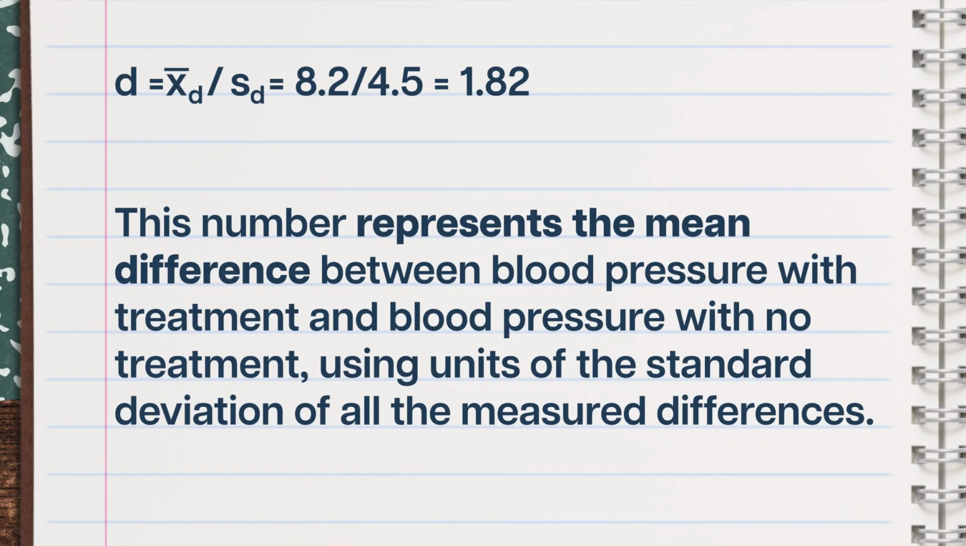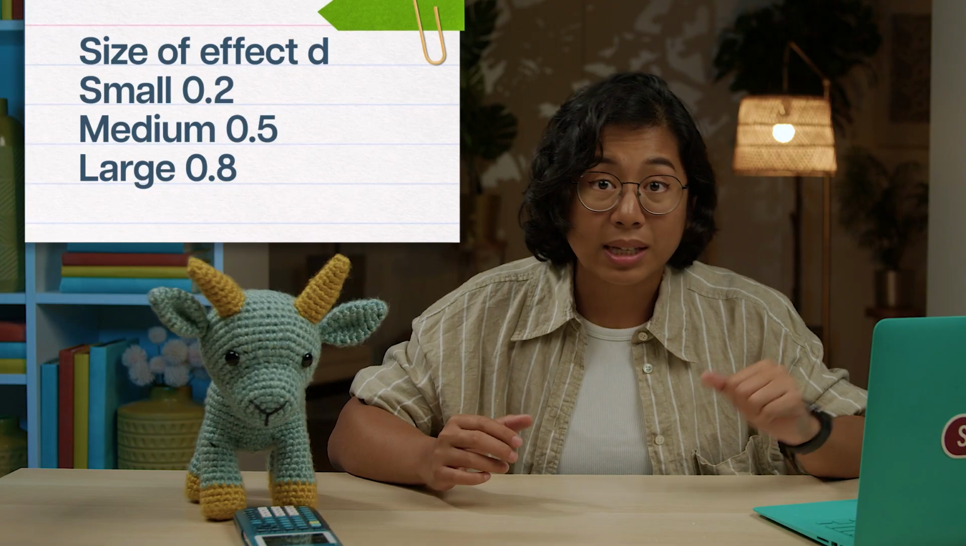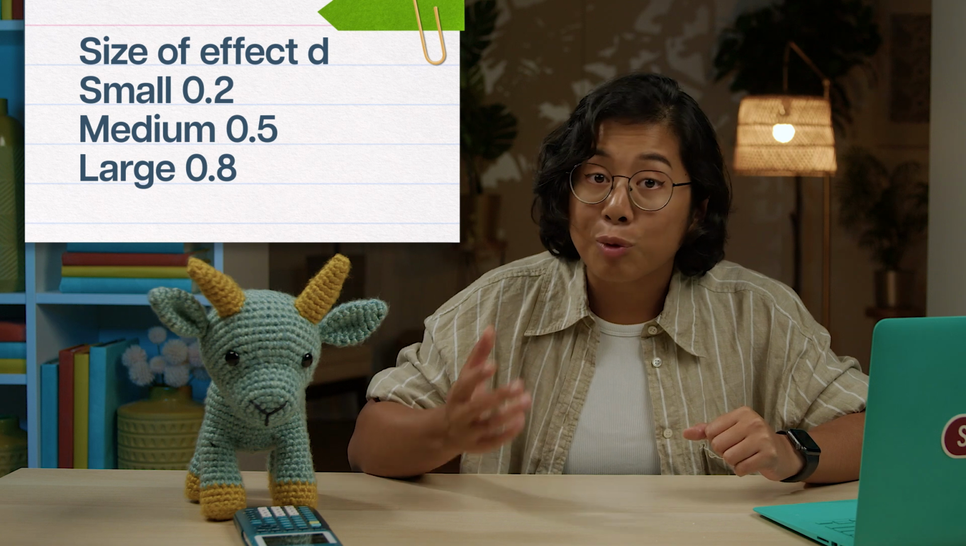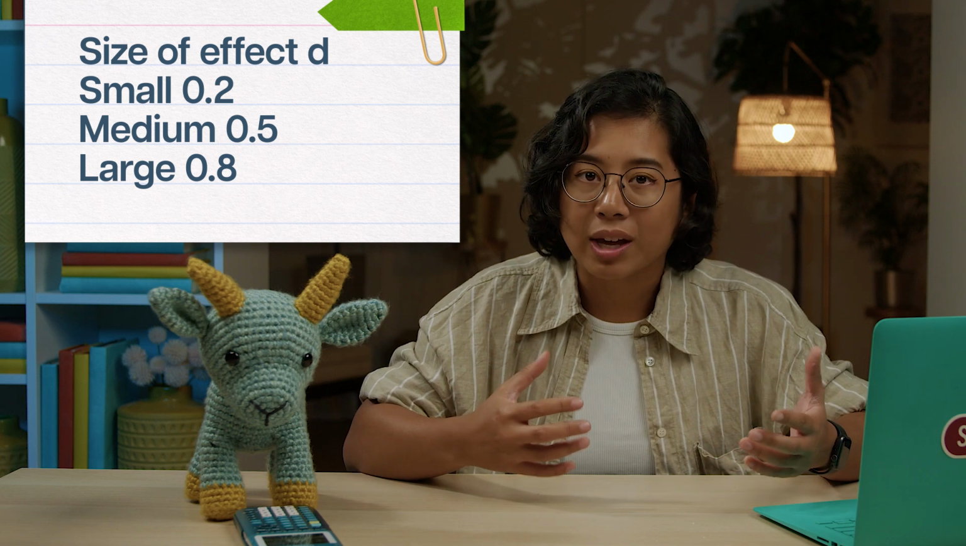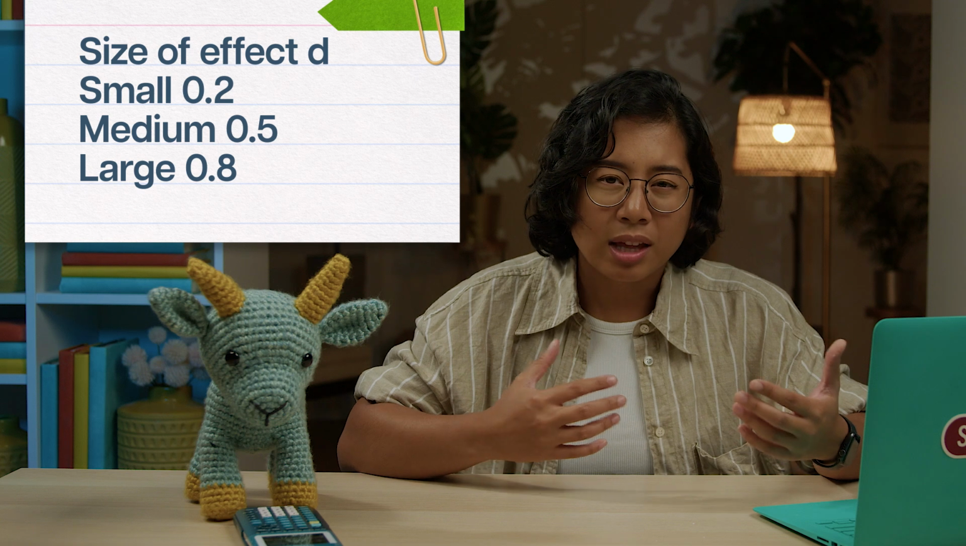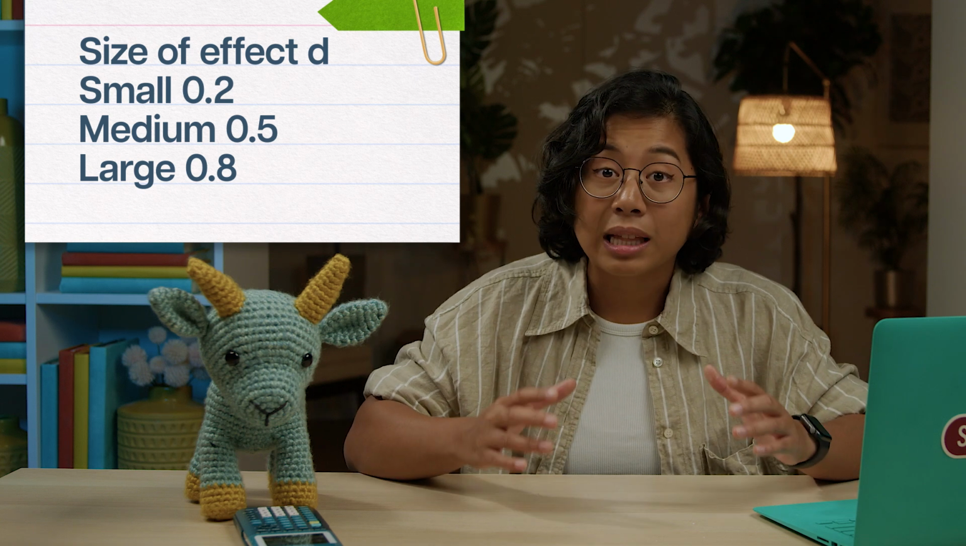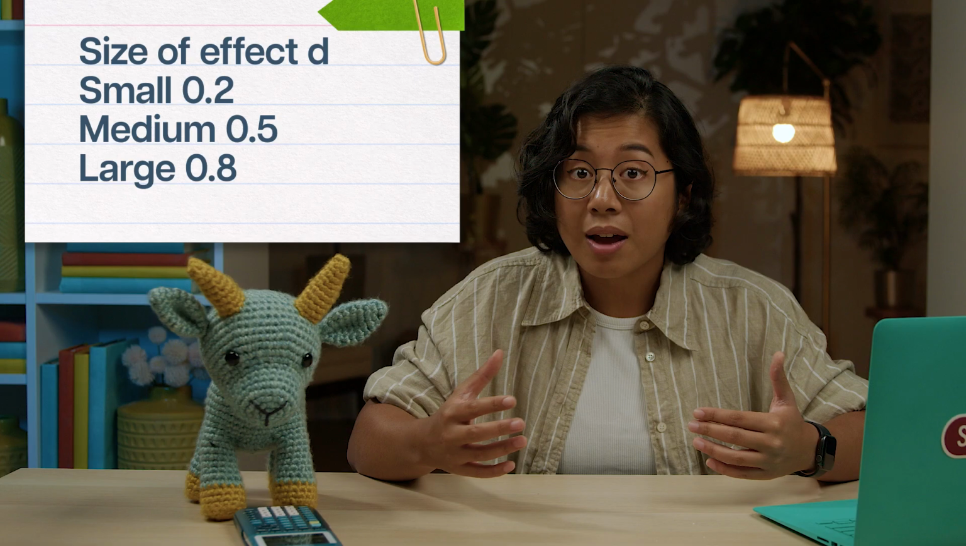For Doc's research on blood pressure, the effect size is 8.2 divided by 4.5, which is about 1.82. This number represents the mean difference between blood pressure with treatment and blood pressure with no treatment, using units of standard deviation of all the measured differences. Looking at the number helps us understand whether or not the effect is large when compared to the typical variation in the data overall. Now, that 1.82 is pretty big by Cohen's D standard, but whether or not that value is enough really depends. Like, if we already have blood pressure that is kind of elevated but close to normal levels, the drug might not feel worth it. But for someone dealing with hypertension, that effect size may be enough to do the trick.